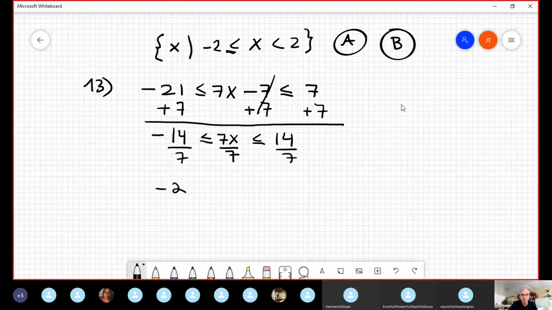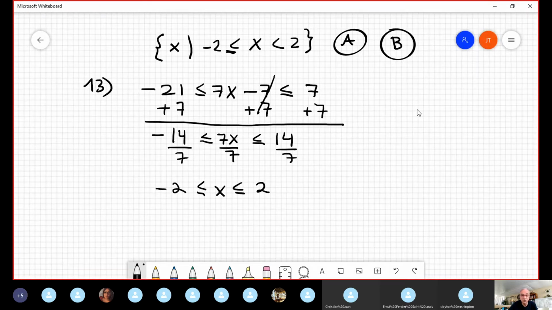And what happened with this sign? Stay the same or reverse it? Stay the same. Why? What is the reason to stay the same? Because you're not dividing by a negative number. Okay. Exactly. Because you are dividing by a positive number, not a negative number. Very, very well. Okay. This is the answer.